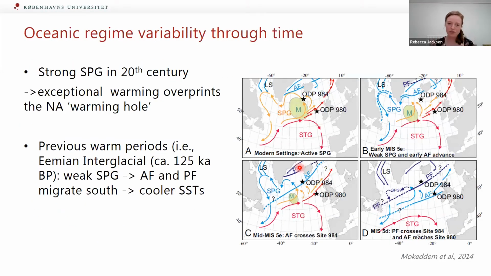But this is variable through time. So, for example, in the 20th century, an exceptional warming in the waters south of Iceland has overprinted this North Atlantic warming hole, and by hole we mean it's cold. And that's changed the ecosystem quite dramatically, actually, in that there's now mackerel as a viable resource found in the waters south of Iceland, for example, which hasn't been the case necessarily in the past.